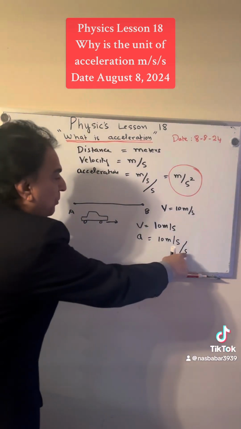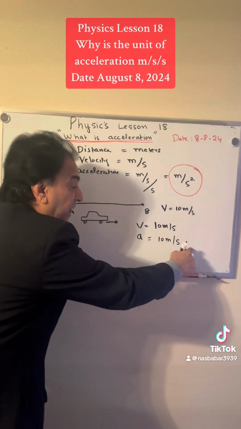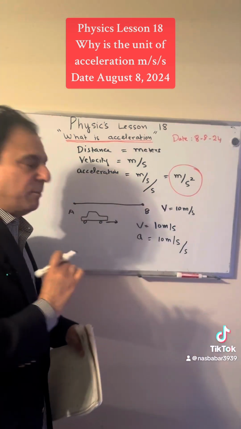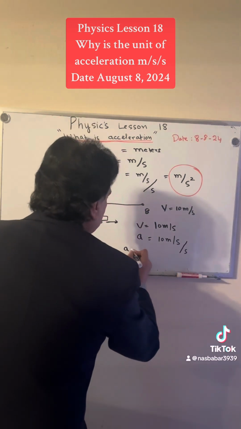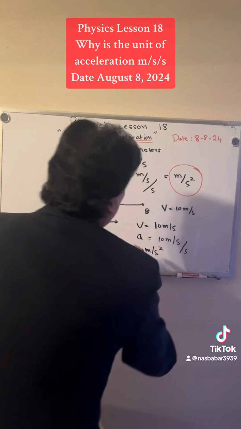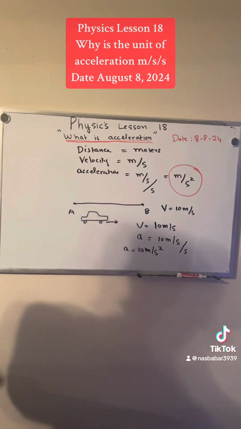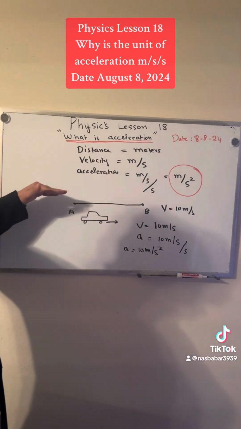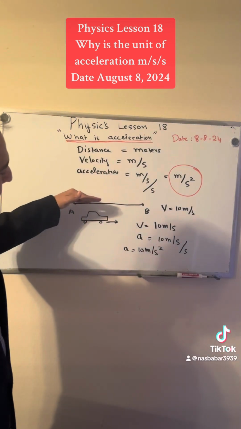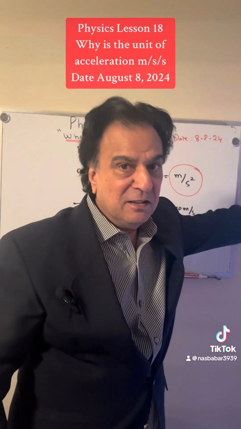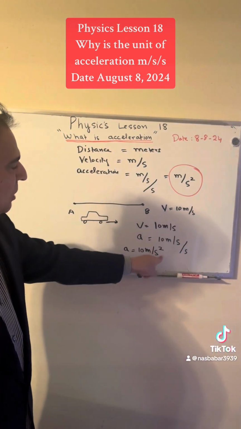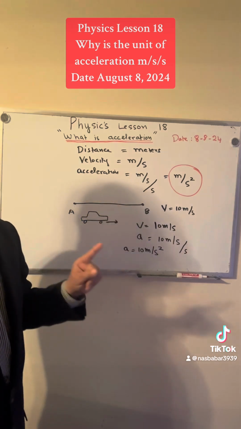The second unit comes in a second time, and then acceleration is 10 meters per second square. Hope I was able to explain that. So basically, velocity is the unit of speed. You're going at a speed, and then you're increasing your velocity per second. That's acceleration. So that is where your second square comes in.